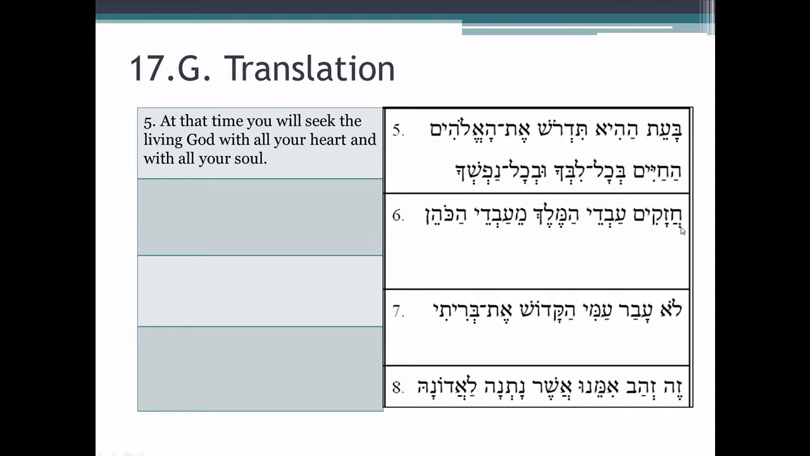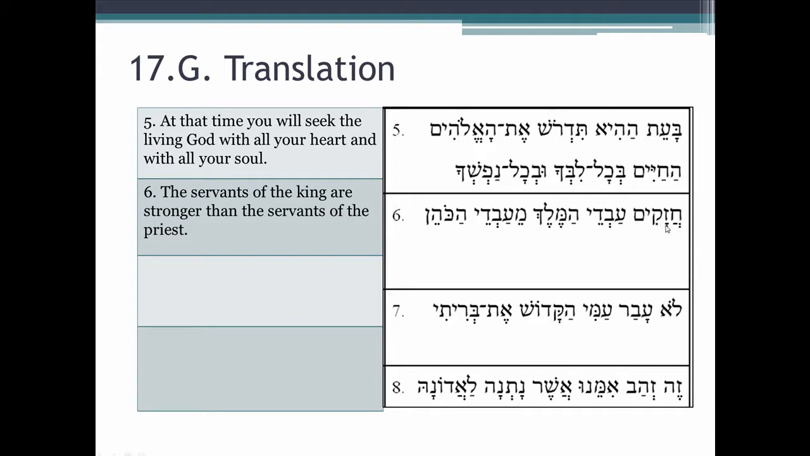Number 6, chazakim avdei hamelech me'avdei hakohen. We have here the servants of the king. Okay, avdei, this is a noun in construct. Again, you see the noun in construct, you should be thinking the construct relationship. So the servants of the king, and then chazakim. We don't have a verb here. If you look at this, we don't have a verb. So we have here an adjective, and the adjective is in the predicate relationship. So the servants of the king are strong.